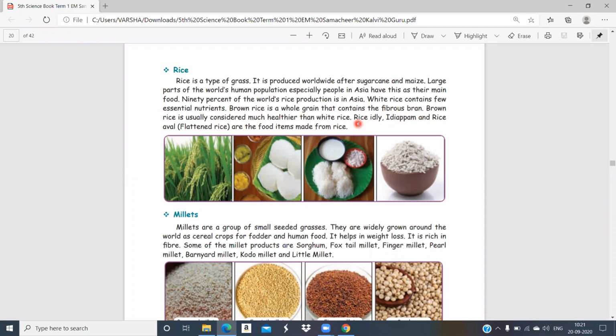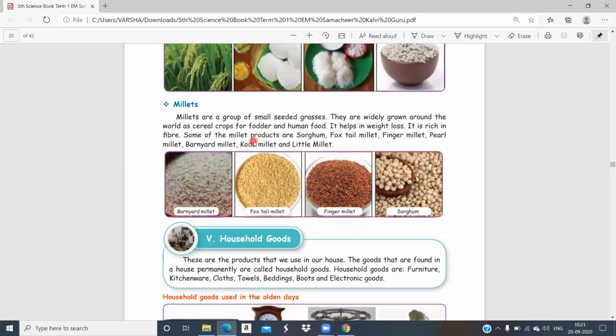Rice is a type of grass, and it is produced worldwide after sugarcane and maize. 90% of the world's rice is produced in Asia. Many products are made from rice. Brown rice is more nutritious than white rice. Idli, idiyappam, and rice ball are some food products of rice.